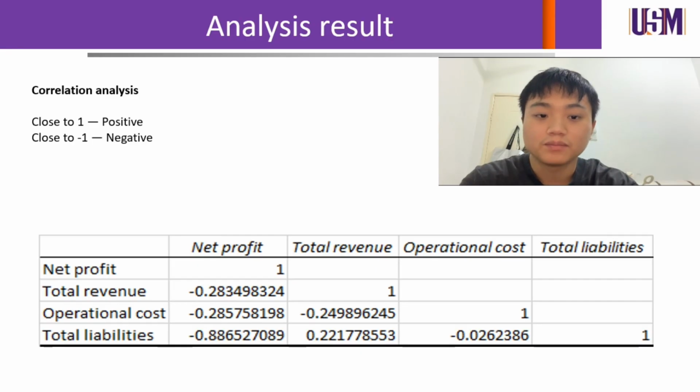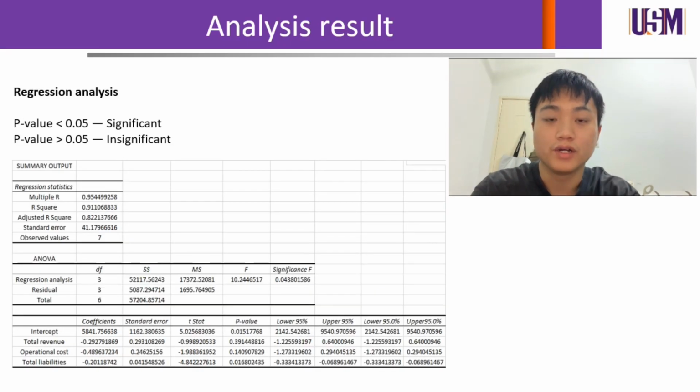Finally, the correlation number between net profit and total debt is negative 0.8865. This is a strongly negative correlation. That is, an increase in total debt will significantly compress net profit. The last one is regression analysis.